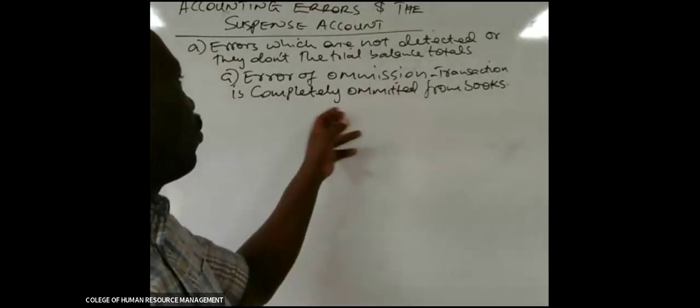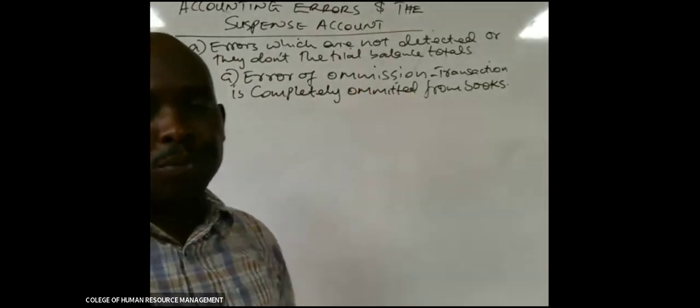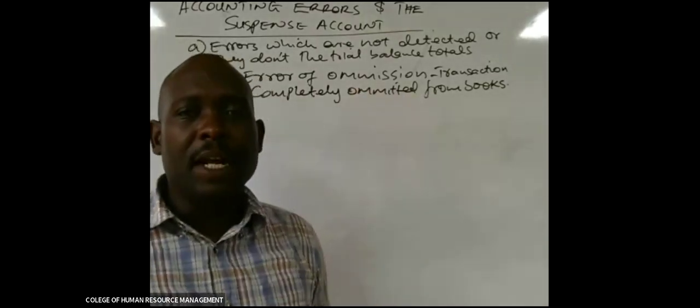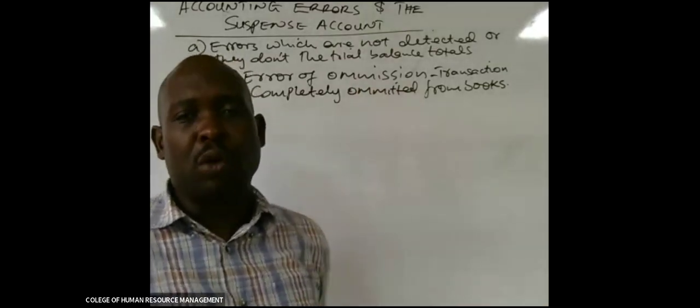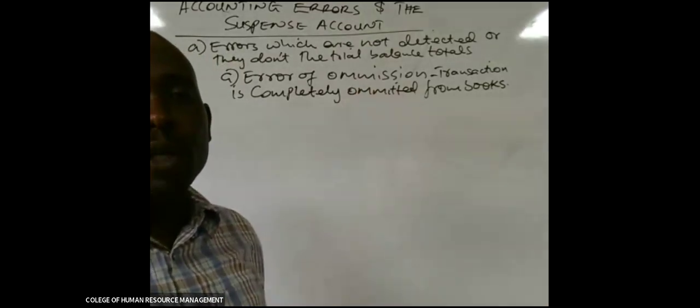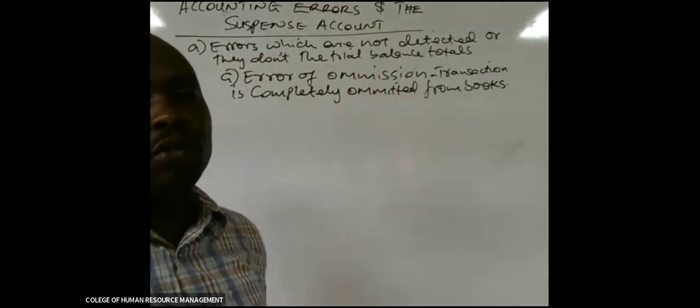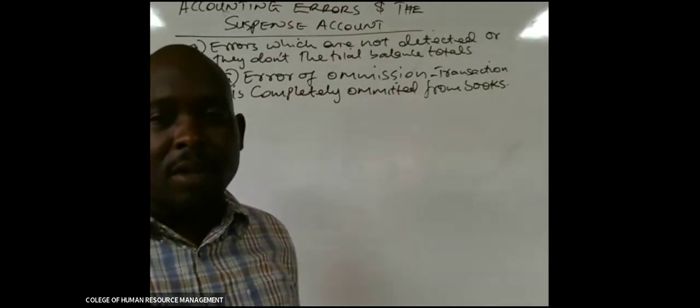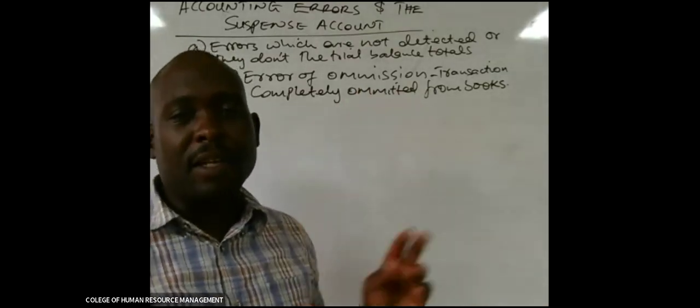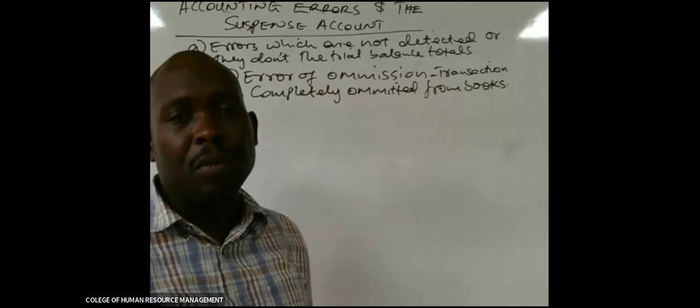So you find that one of those transactions is not recorded anywhere. No account was debited, no account was credited. That one becomes the error of omission. And that error of omission will not affect your trial balance totals. Why? The trial balance will still balance, but it will balance less that amount in that transaction.